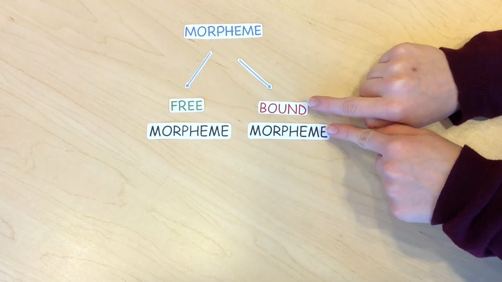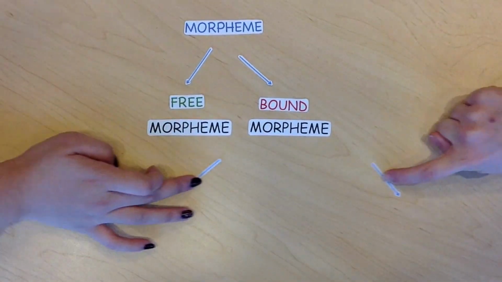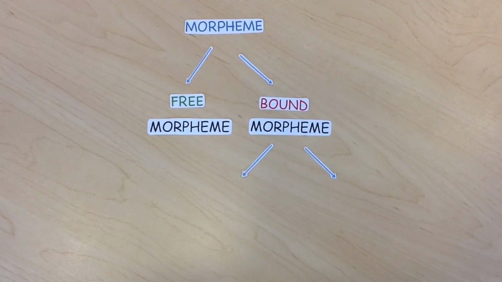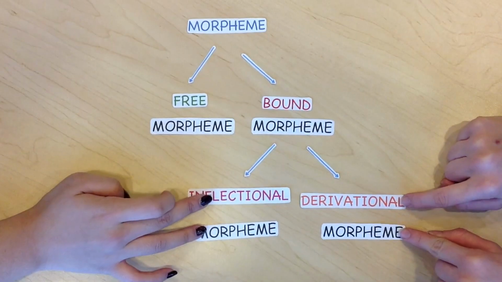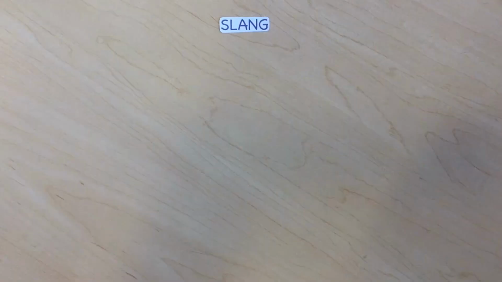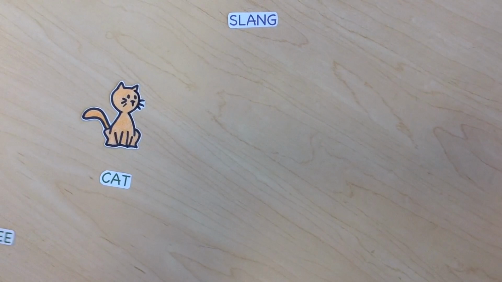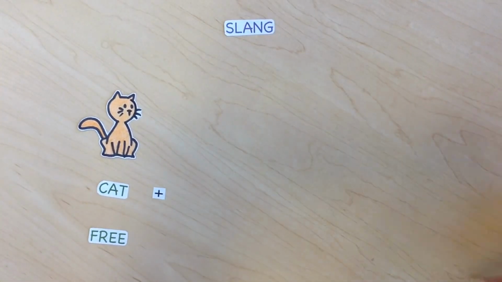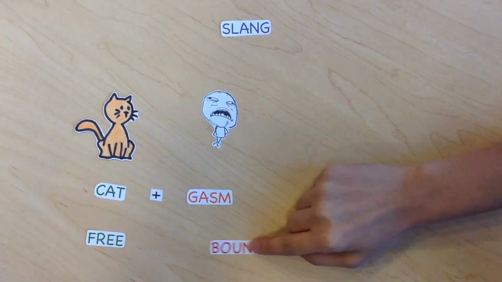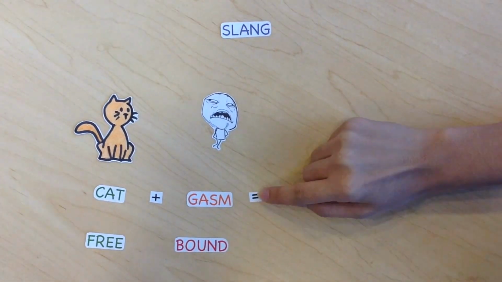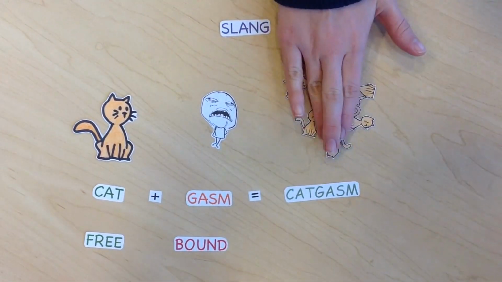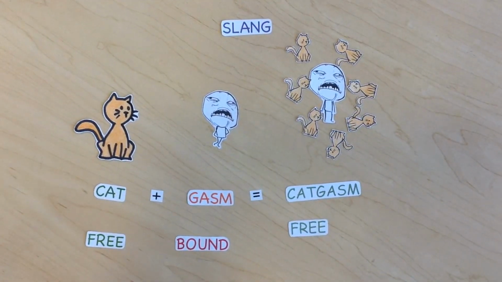Morphemes can be broken down into free and bound morphemes. Bound morphemes can then be further broken down into inflectional and derivational morphemes. From here on out, we will be using slang words to illustrate morphological concepts we have covered in this video. Let's take the word cat, for example. This is a free morpheme. If we want to describe the orgasmic reaction one can have when surrounded by cats, we can add the bound morpheme gasm. Thus, we end up with the word catgasm, another free morpheme.